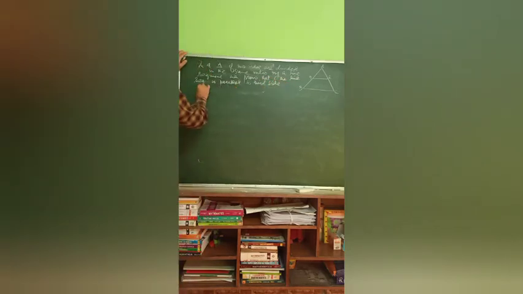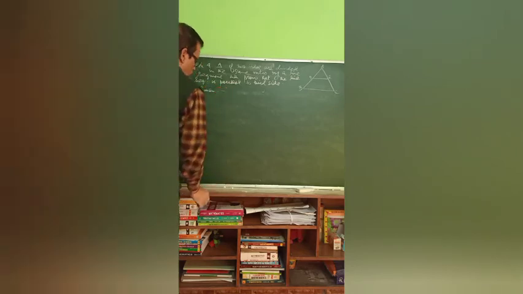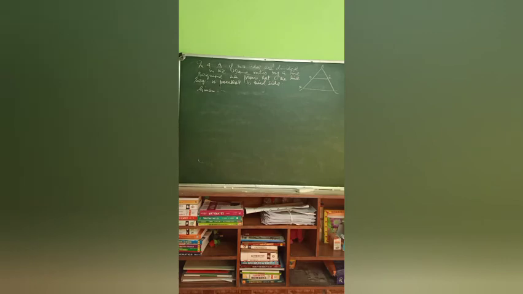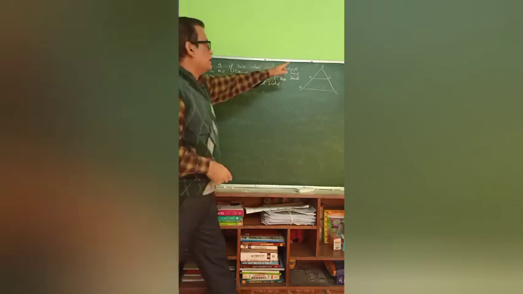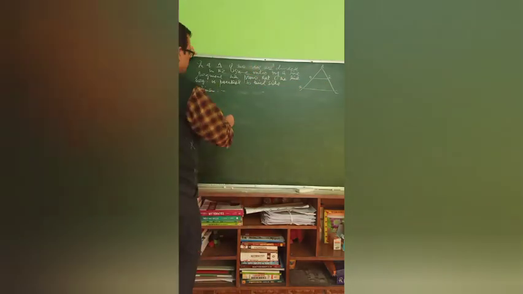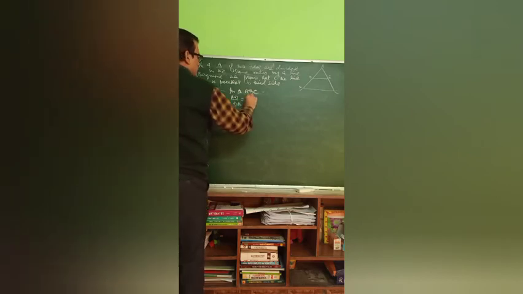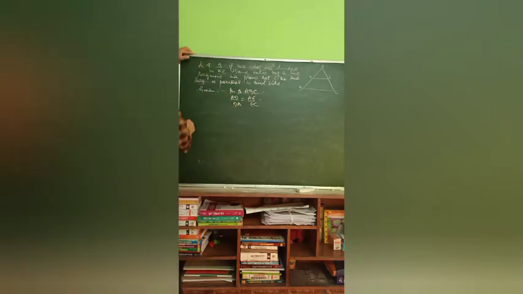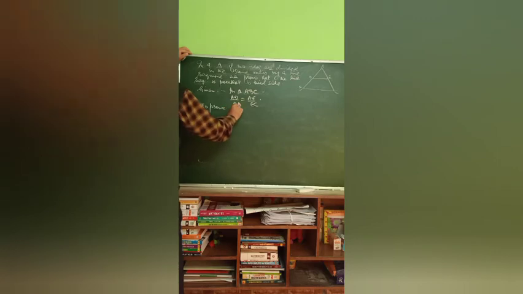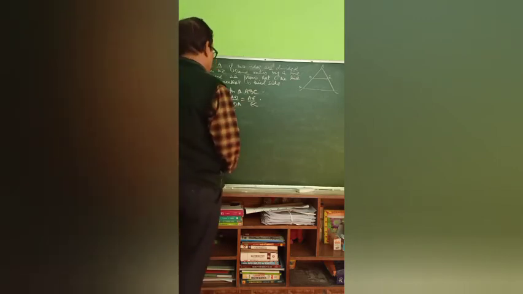So we will write given. What is given? In triangle ABC, AD upon DB is equal to AE upon EC. To prove: DE is parallel to BC.